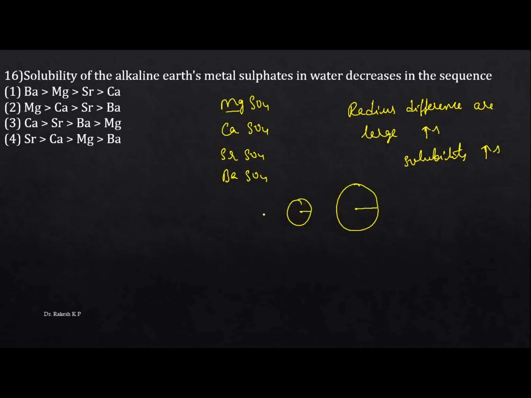But down the group the size goes on increasing. This is the size of barium and this is the size of sulfate. See the radius difference: we can't find a large difference here. Hence the solubility decreases down the group, and magnesium sulfate is the most soluble. Hence the option is the second one.